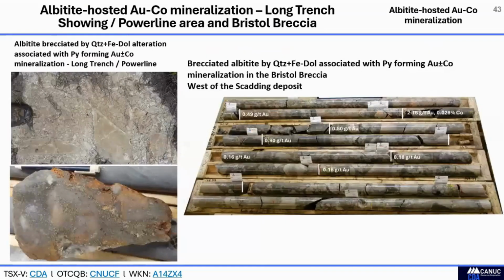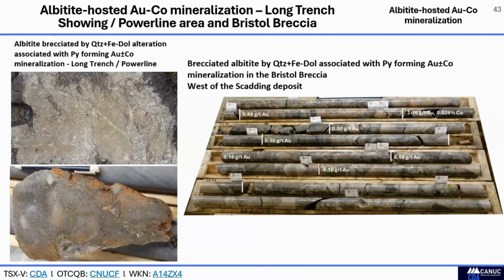So when we have this and when it occurs as a breccia, these are an example on the right side from scattering. So we have the albitite. It gets brecciated by this quartz and dolomite alteration, and then there can be a progressive infiltration of pyrite with that. And with this infiltration of pyrite will come gold, and a variable component of gold in relationship to that.